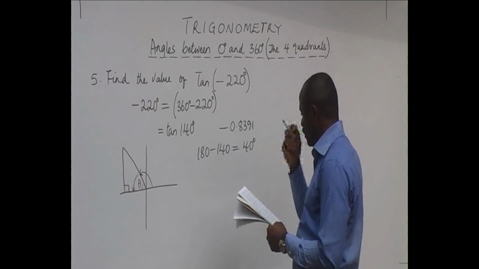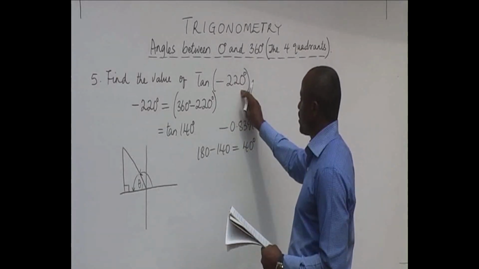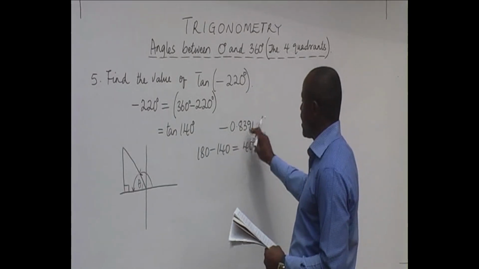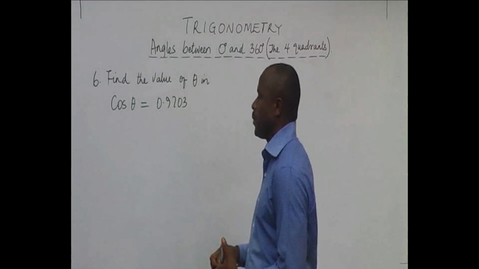0.8391. That means tan minus 220 degrees has the value of minus 0.8391. Question number 6 is a unique question also.